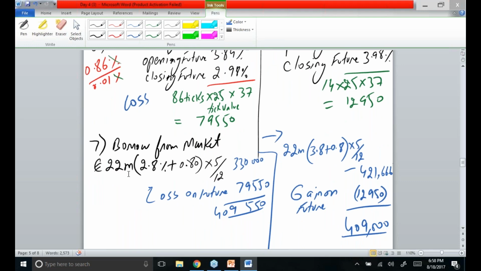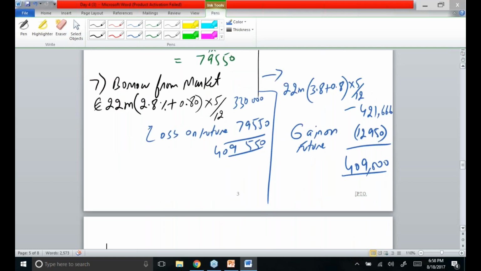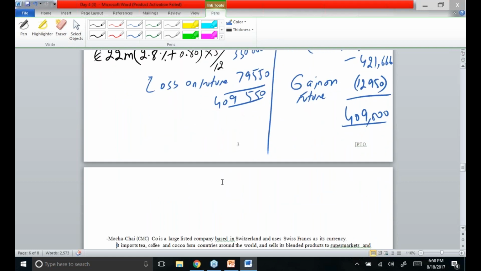And the last step, you will have to borrow in the market, and you will borrow at closing spot plus spread, because in case of actual borrowing, you will have to incur the spread. Take its month portion, that is 330,000. Adjust the loss in it, so total cost is 409. In this case, your total cost is approximately 409. So you can solve the last step like this.